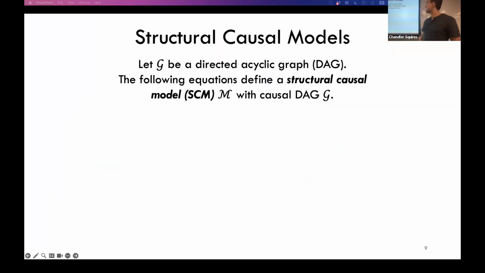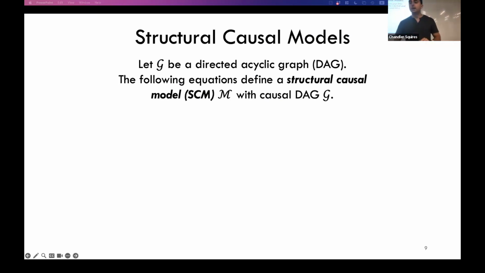So the types of theories or models that I work with primarily are structural causal models. This is one of the flavors of causal models that are pretty prominent. We're going to be working with directed acyclic graphs. This means there are no feedback loops.